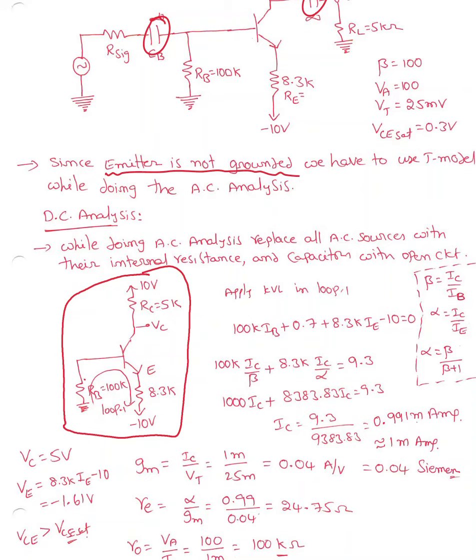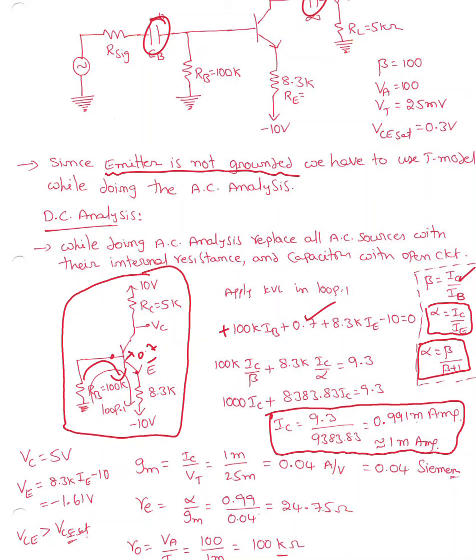So I'm going to do the loop analysis right there. So (100K plus 100K) times IB plus 0.7, the voltage drop between B and E, I'm taking that as 0.7, plus 8.3K times IE minus 10 equal to 0. So this is the loop equation, and we know beta equal to IC over IB, alpha equal to IC over IE, and alpha equal to beta over beta plus 1. You need to remember these three formulas. So substituting those, we'll end up with IC equal to approximately 1 milliampere.